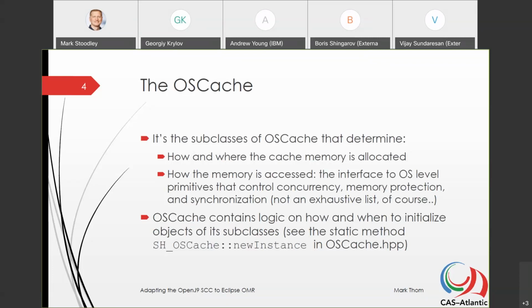If you want a compacted example of how the OS cache decides which version of the OS cache to implement when a shared cache is instantiated from within OpenJ9, there's this function, which is SH_OSCache::newInstance. If you do a GitHub search for the file oscache.hpp in the OpenJ9 repository on GitHub, you'll find it. That's a nice representation of how the cache is instantiated according to, I believe, command line options. It's been a while since I reviewed that section of code, but I believe that's where it happens.